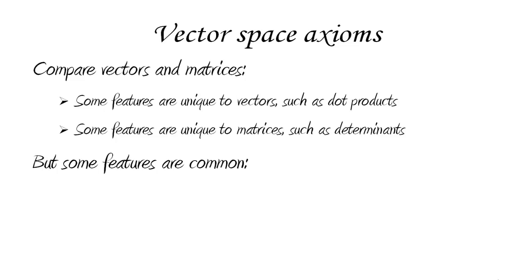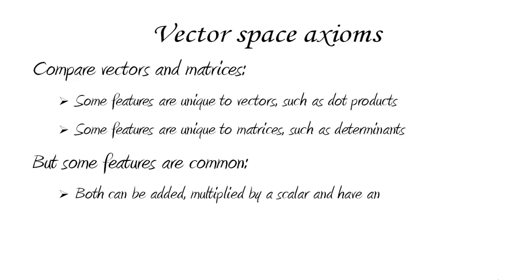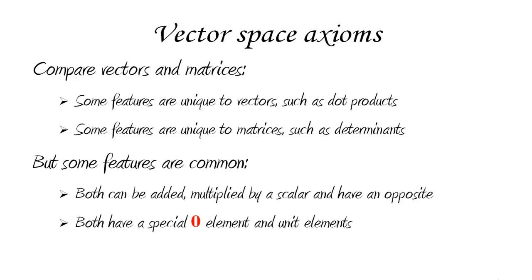So what is common between these two types of objects? Both can be added, both can be multiplied by a scalar, and both have an opposite, right? If I have a vector, I can construct its opposite vector. If I have a matrix, I can construct its opposite matrix, and so on and so on. Also, both have a special element which we call the zero element, so the zero vector or the zero matrix, and both have some kind of unit elements of some sort. Vectors have unit vectors, matrices we have the identity matrix that acts as a unit in some way, and so on.